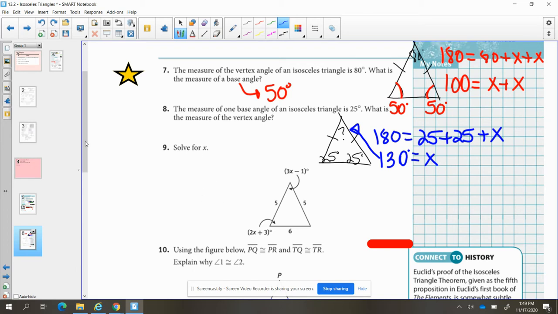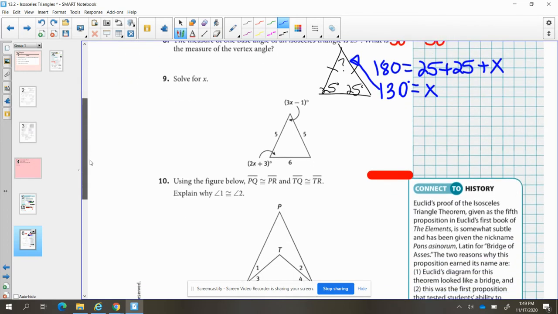Now, down here, notice they are telling us this is an isosceles triangle because we have these two congruent legs here, which also means that these two base angles also have to be congruent. So even though they did not give it to us, we know that this also has to be 2x plus 3 because they have to be the same measurements, right? The base angles are the same.